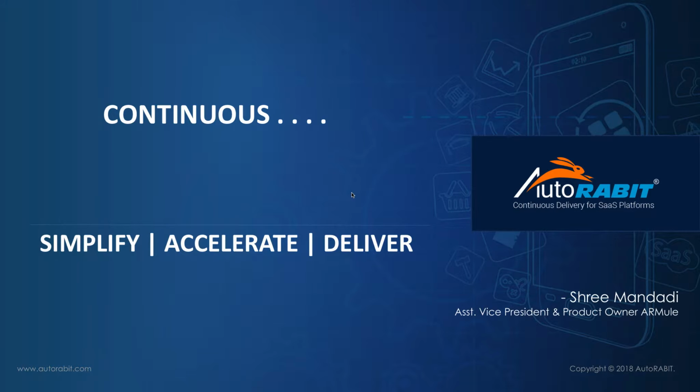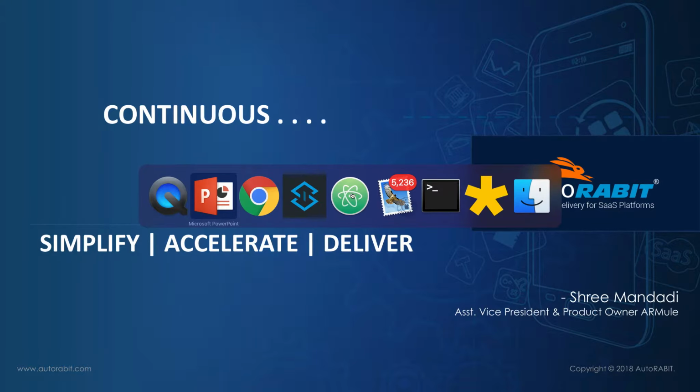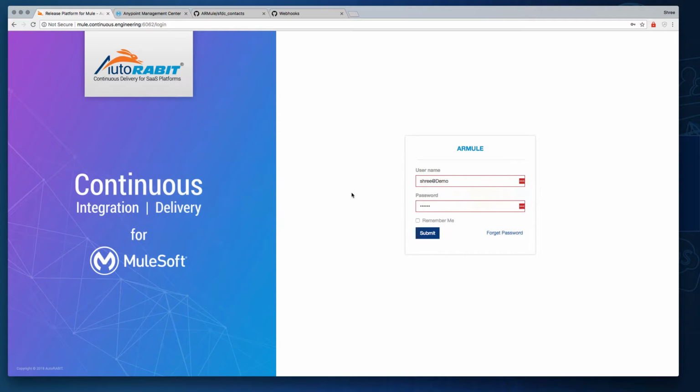AutoRABIT is a continuous delivery for SaaS platforms. We support Salesforce CI/CD and we support MuleSoft CI/CD platform. It's about simplifying your DevOps process, accelerate your feedback cycle, accelerate your delivery schedules, and deliver your end systems faster, deliver to your clients. Let's see how AutoRABIT helps you with your MuleSoft Anypoint implementations.